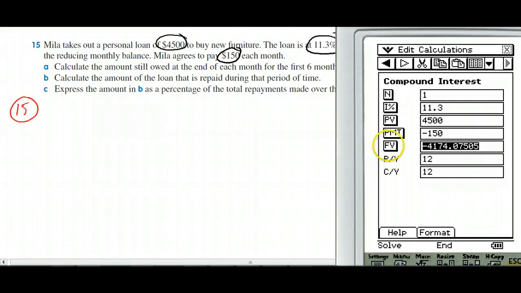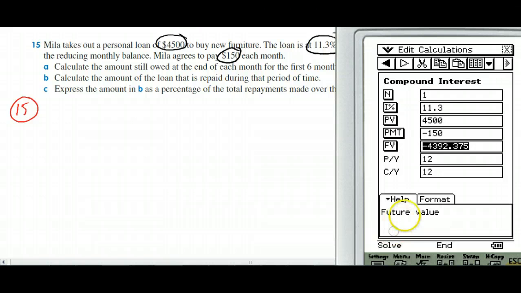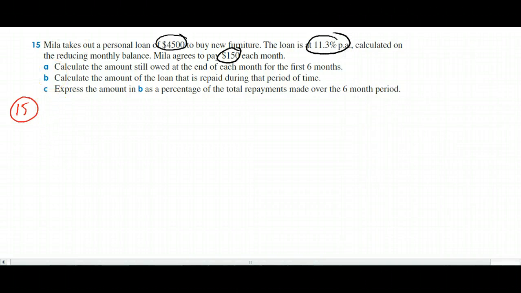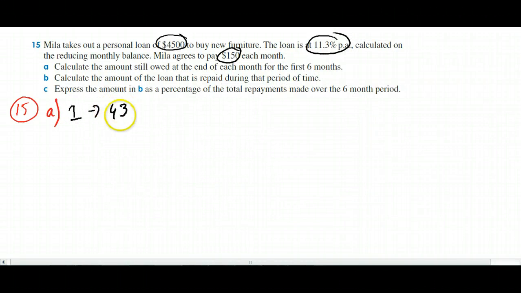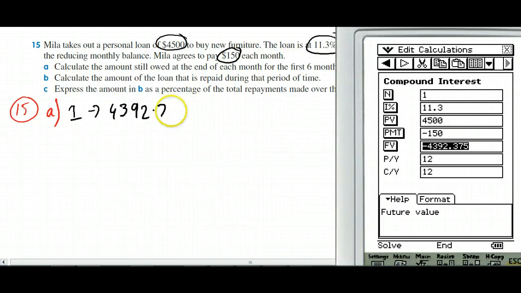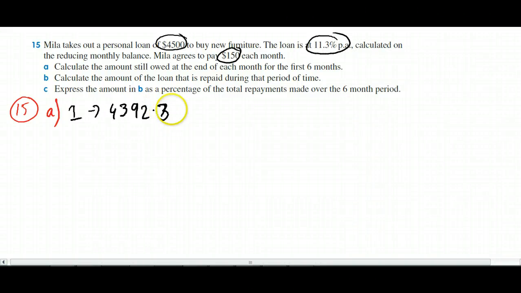Now if we click FV, it will calculate for us the future value of the loan after 1 month, because we put 1 in there. The future value is 4392.38. So after 1 month, the value is now 4392.38. Okay, so that's the amount still owing after 1 month.